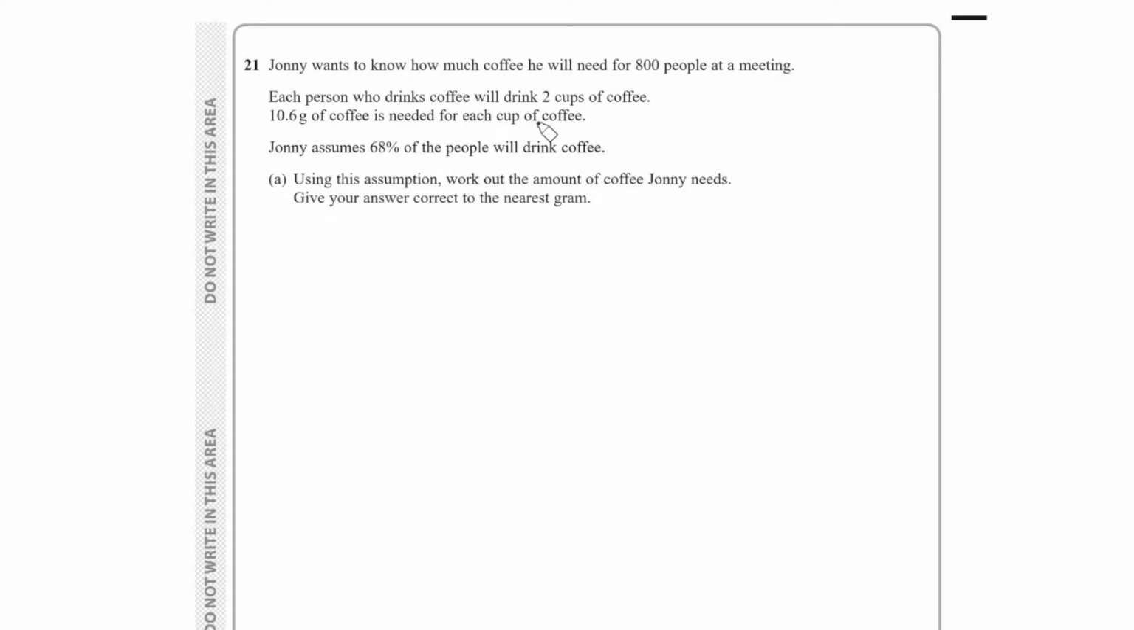So it's just kind of like a general arithmetic one, I would call this, kind of just general maths, isn't it? Figuring out different things. Using this assumption, work out the amount of coffee Johnny needs. So quite a lot to take in there. Let's have a look again.